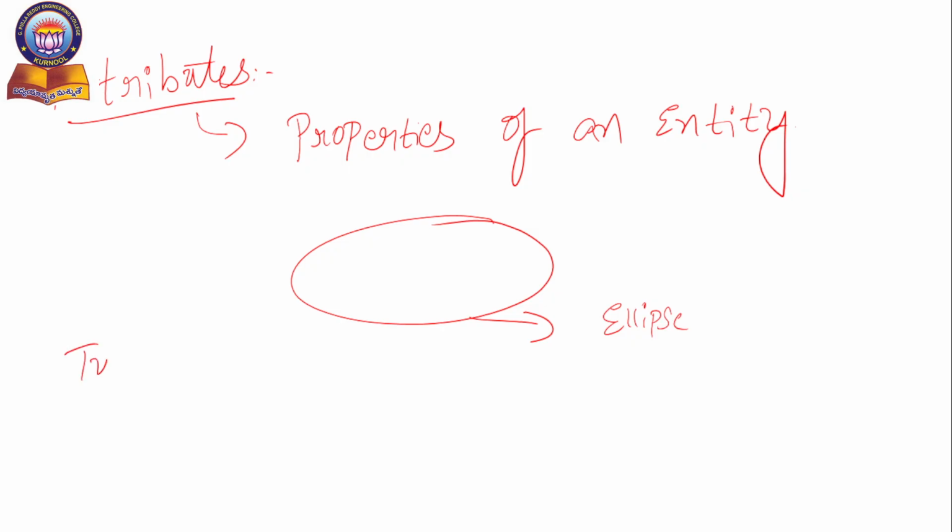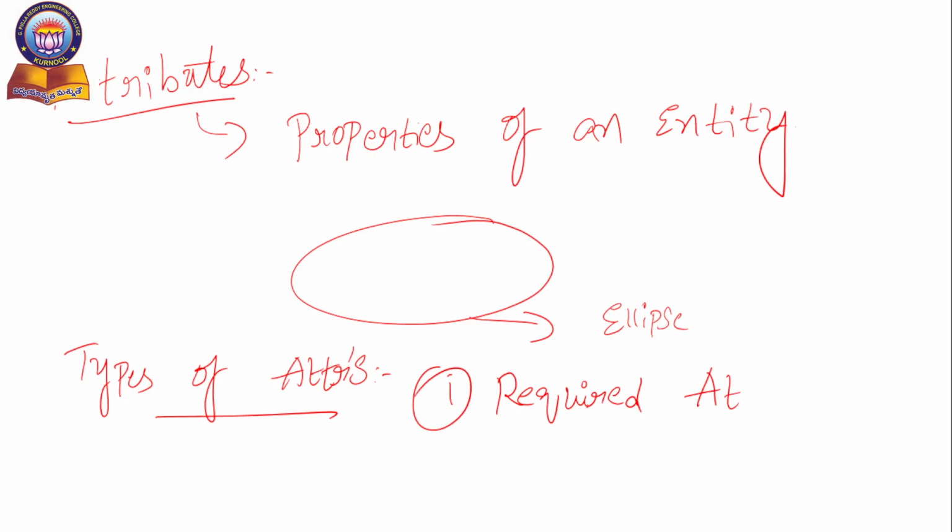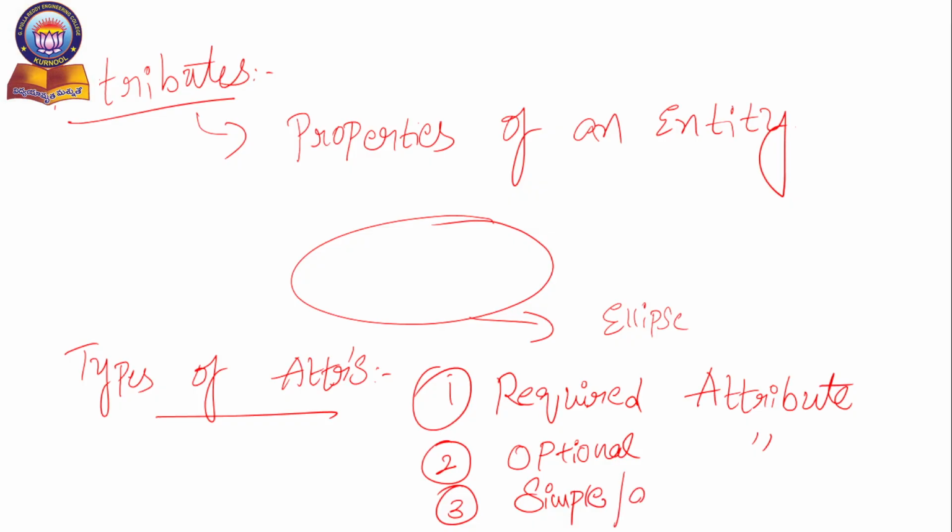Next, coming to the types of attributes. The first one is the required attribute, the second one is the optional attribute, the third one is the simple or atomic attribute, and the fourth one is the composite attribute. There are more attributes as well.